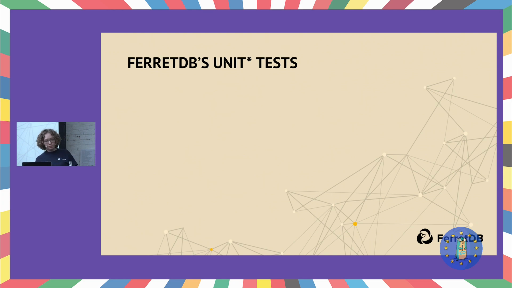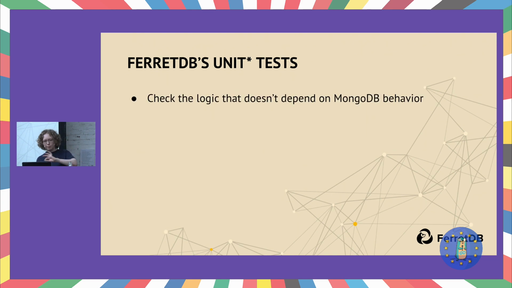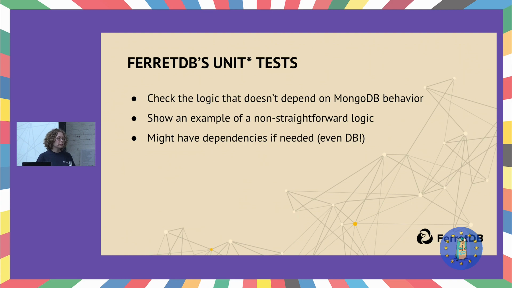We also have some unit tests, but they are maybe not as unit as someone wants. Those tests check logic that doesn't depend on MongoDB behavior, because we already know it doesn't make sense to write unit tests when we don't know how MongoDB behaves. They can also, in some cases, show some non-straightforward logic, or, for example, they can test some low-level things, like how queries work with the PostgreSQL database. In this case, we have dependencies, like the database itself, so we can be sure that those tests don't run against imaginary mocks, but against real applications, against real dependencies.